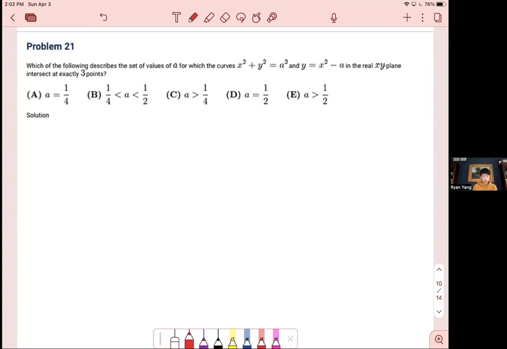Which of the following describes the set of values of a for which the curves x squared plus y squared equals a squared and y equals x squared minus a in the real xy plane intersect at exactly 3 points?